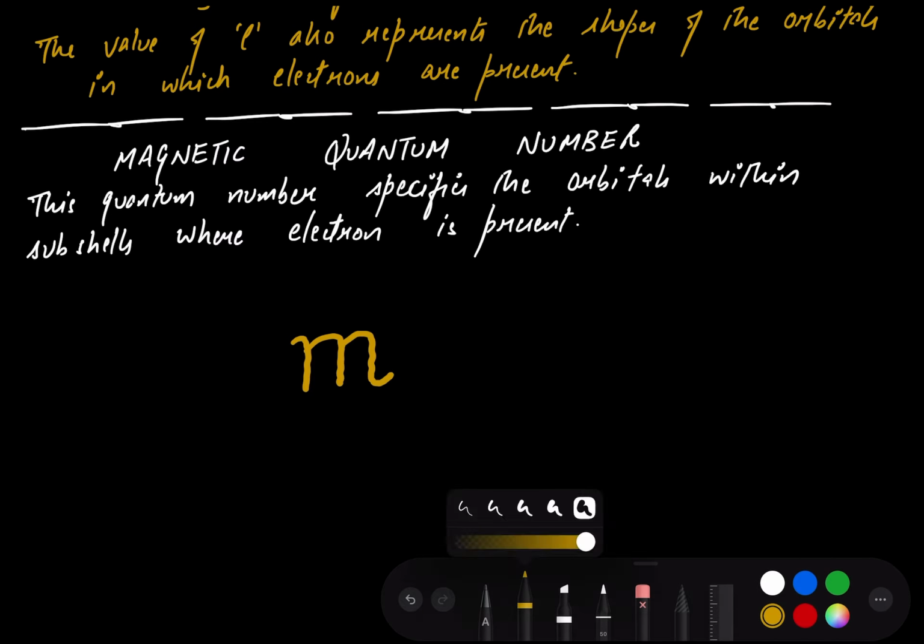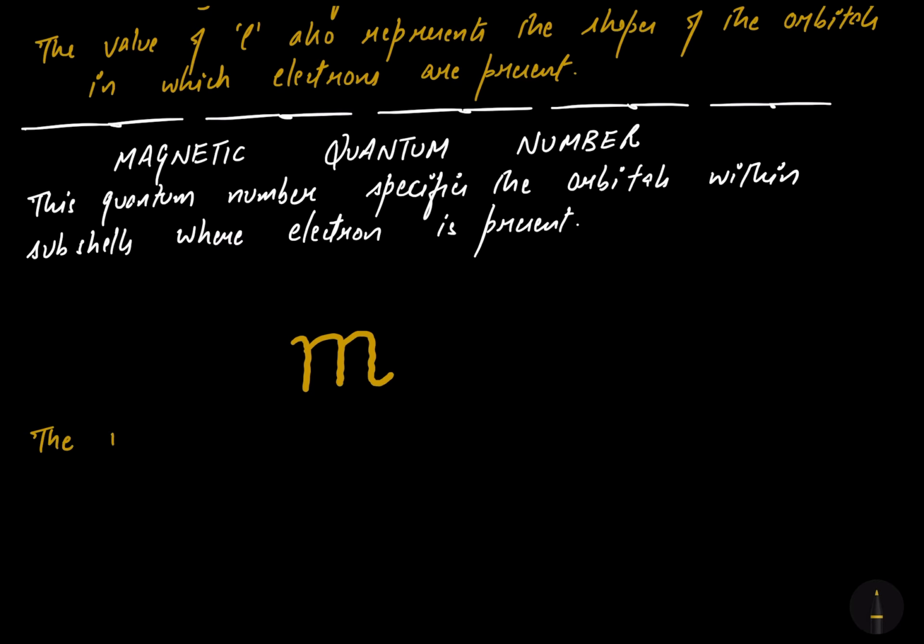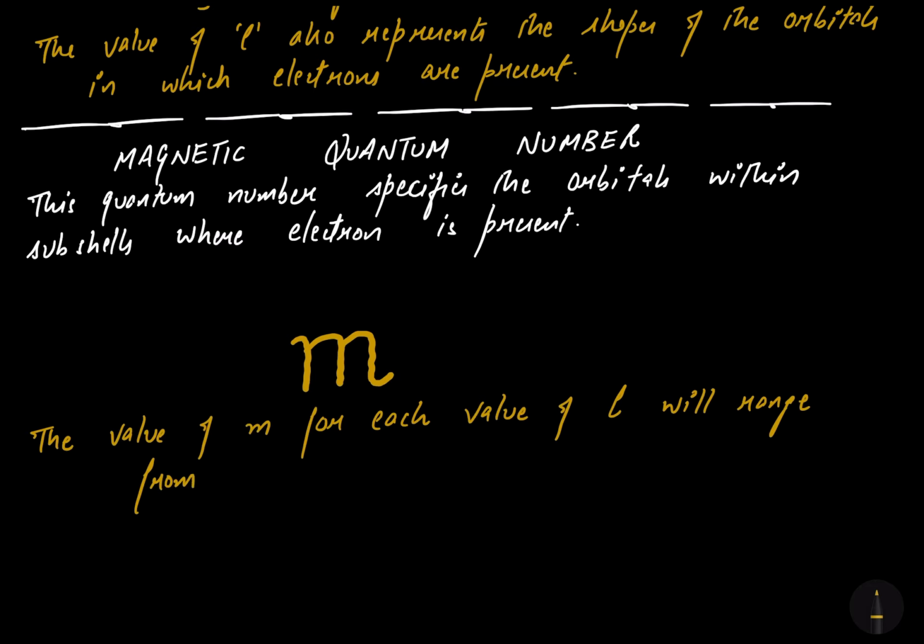Now, the value of m for each value of small l, the azimuthal quantum number, will range from minus l to plus l. Let me give you an example.